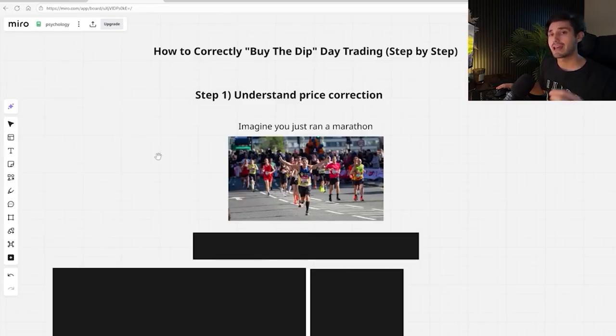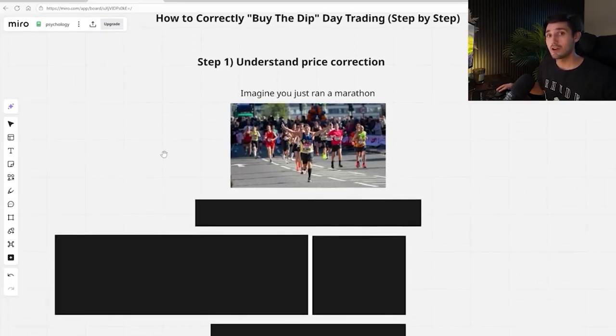The best way that I could explain this is, imagine that you just ran a marathon. You just ran 26 miles in the New York Marathon and you are tired. You just finished the marathon, right? Are you going to be able to finish that marathon, run the 26 miles, and then immediately run another marathon? Well, unless you're David Goggins, unless you're superhuman, obviously not.